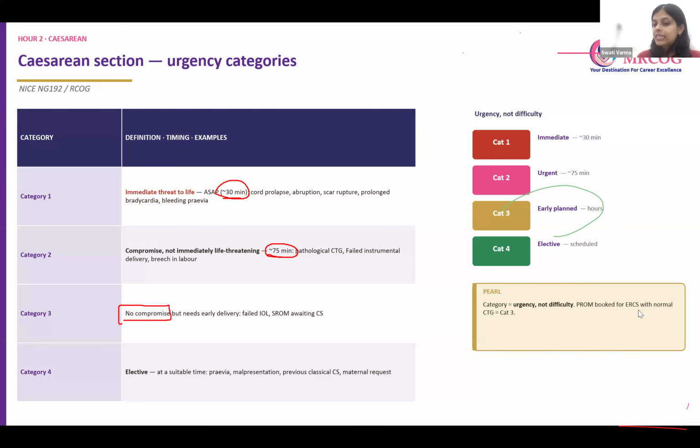PROM booked for elective repeat cesarean section with normal CTG is category 3. Okay.